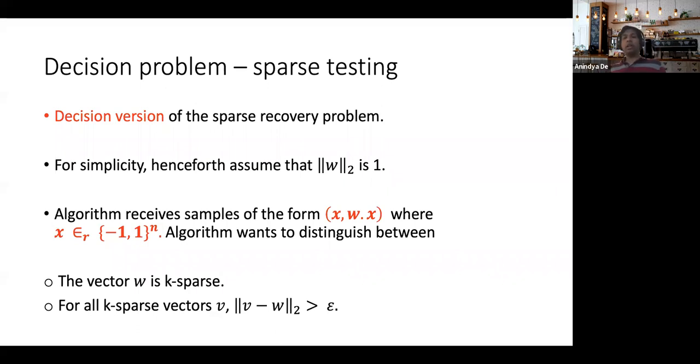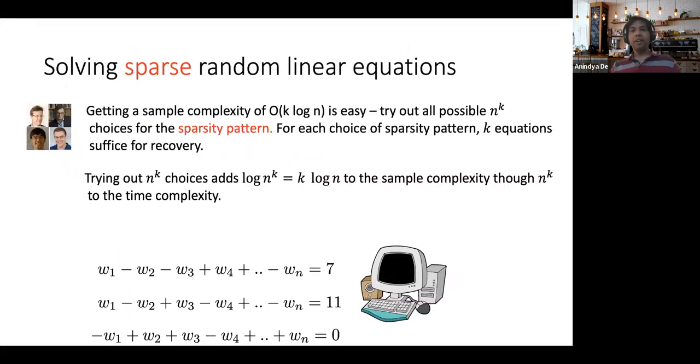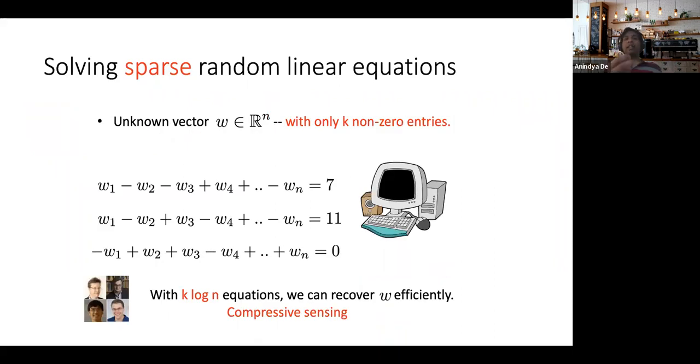Okay. And what is our hope here? Let's go back a slide. In compressive sensing, we saw that k log n equations suffice to recover W. Now, even if k equals 1, this number is log n. And it's easy to see that log n equations are always required, because at the end of the day, if you want to recover W, you have to recover the non-zero coordinate of W. But the non-zero coordinate of W is 1 among n possibilities. So it requires log n bits of information to come your way.